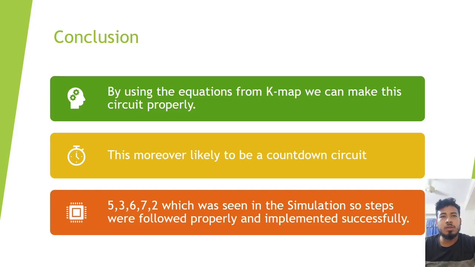This is the conclusion part. By using the equations from the K-map, we can make this circuit properly. This is more likely a countdown circuit, 5 3 6 7 2, which was seen in the simulation. So the steps were followed properly and implemented successfully.